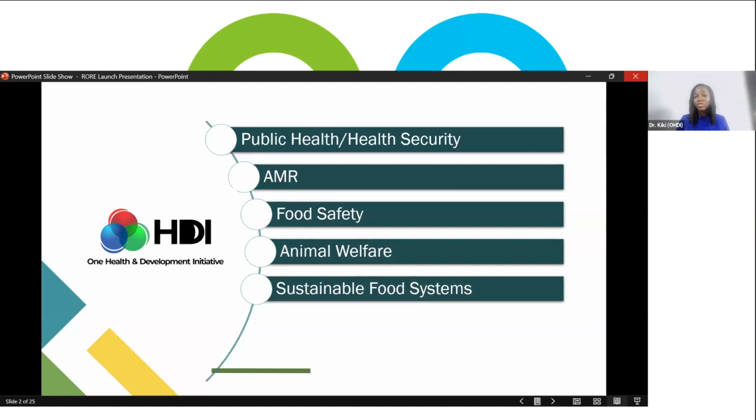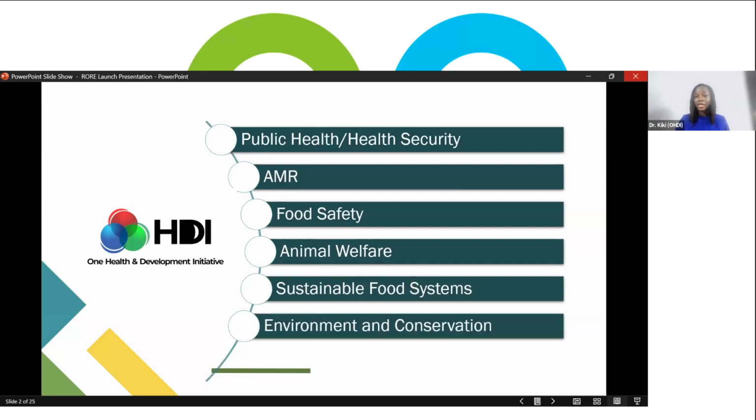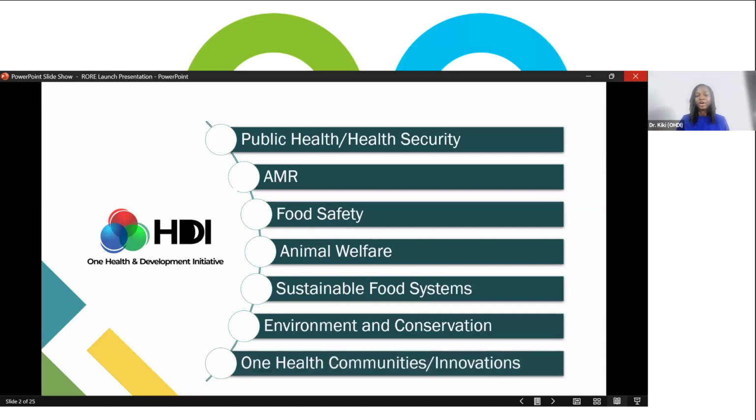We also do a lot of work around sustainable food systems, particularly in regard to climate-smart interventions. And then we work with communities, training them on good conservation practices and also linking to the sustainable food systems part of things. Again, like I said, everything is related. One thing we also do, very importantly, is building One Health communities, doing movement building for One Health, particularly among young people.